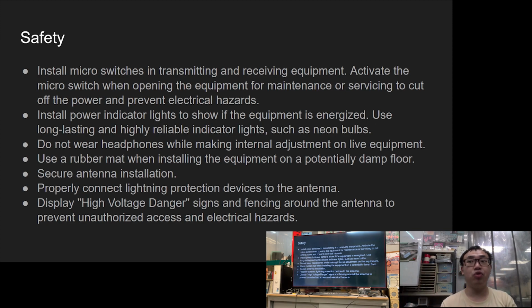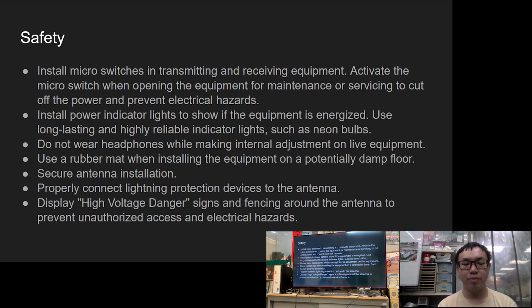Anything connecting to the ground is at 0 V. So if you create a potential difference, acting as a bridge, the current will run through you and go to the ground. The rubber mat helps to insulate the current, so that you won't shock yourself if you have an electricity fault.